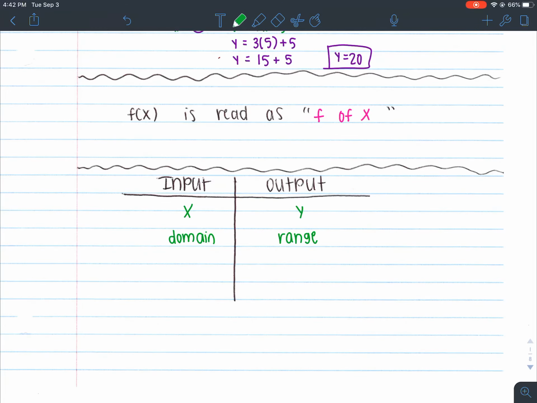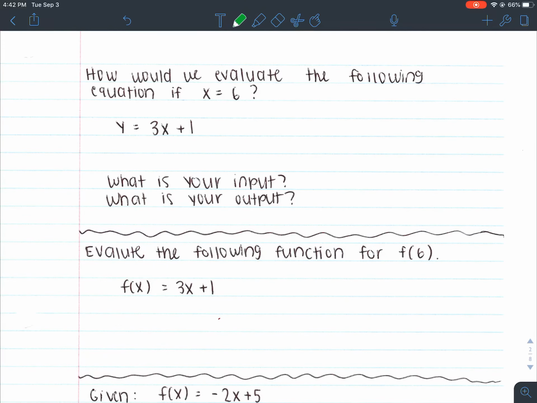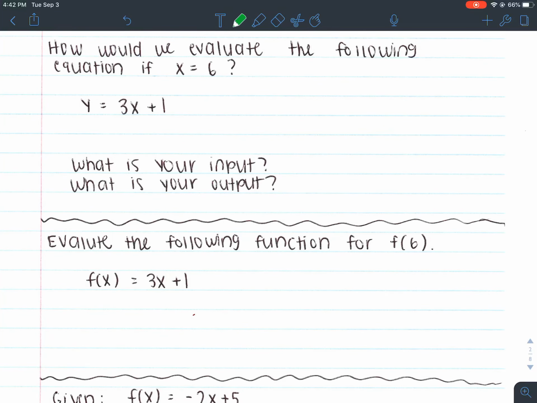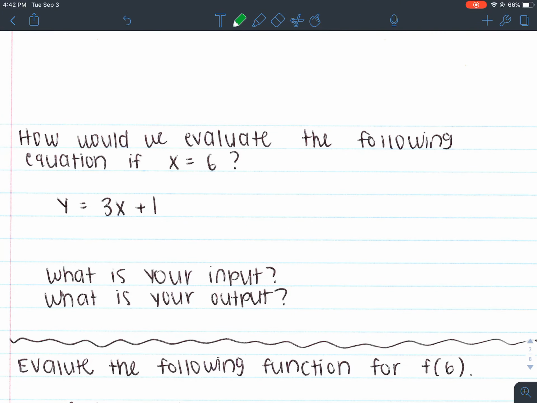So it really just depends, and we'll kind of see that later on in the notes. All right, so our first example and the second example are very similar. One's in normal notation and the second one's in function notation. So number 1, how would we evaluate the following equation if x equals 6? And I'm given y equals 3x plus 1.